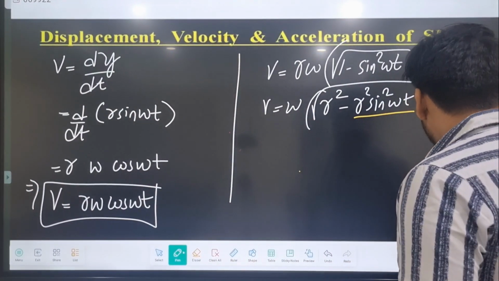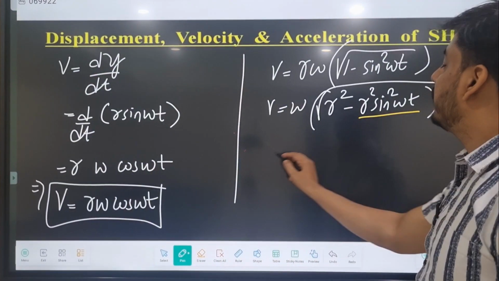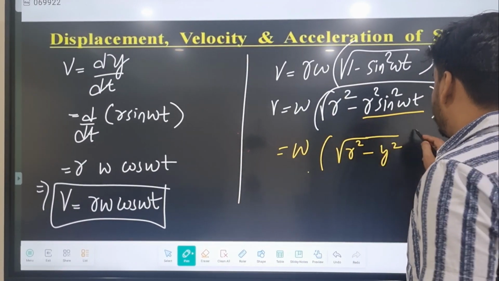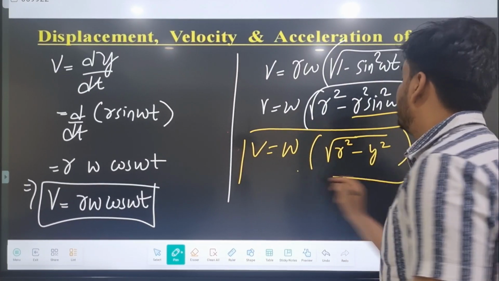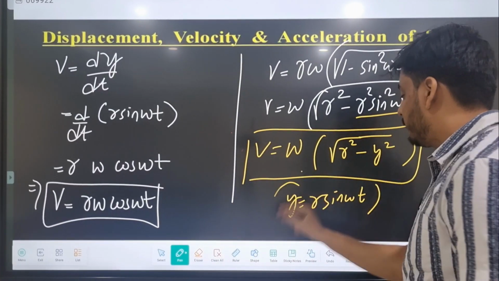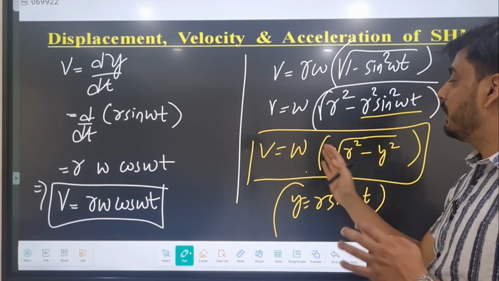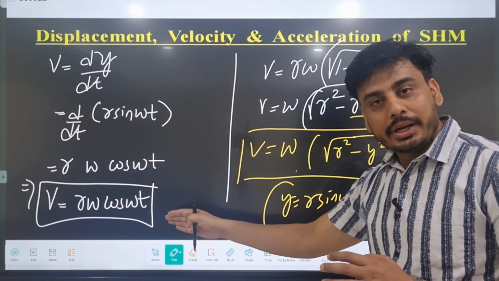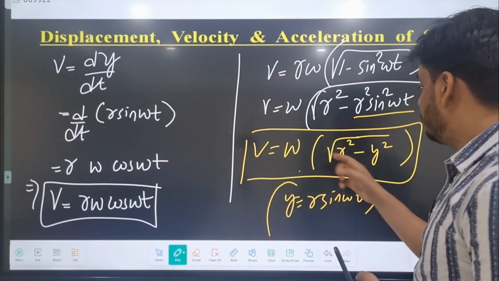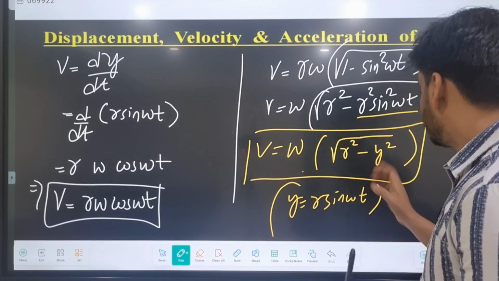Here you can see r sine omega t squared. What is r sine omega t? It is our displacement, y equals r sine omega t. So we can write omega times the square root of r square minus y square. This is another formula for velocity, where we have put y equal to r sine omega t, the displacement. So we have another formula for velocity. One is r omega cos omega t in terms of angle, or if in the question only amplitude and displacement at any instant are given, then we can write v equals omega times the square root of r square minus y square.